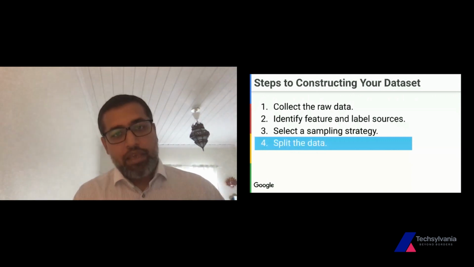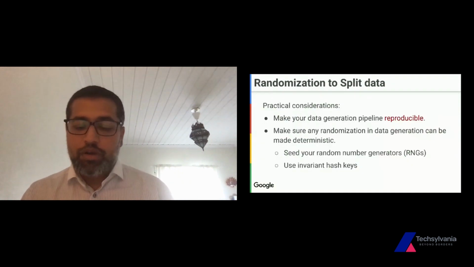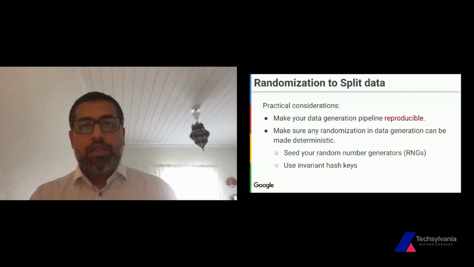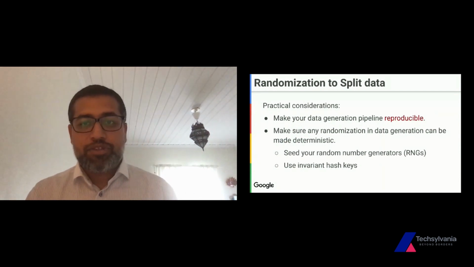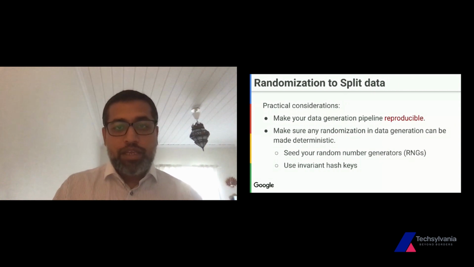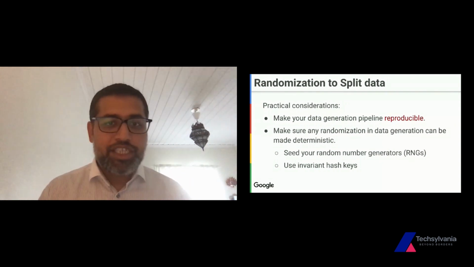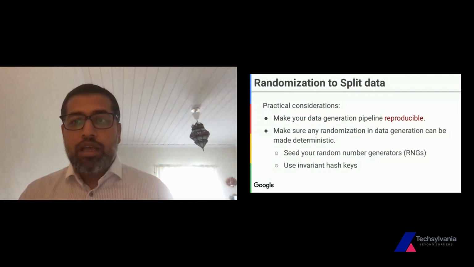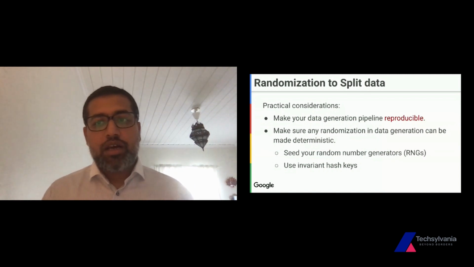So practically speaking, make your data generation pipeline reproducible, because you would be working on multiple machine learning models. You'll be trying out different types of machine learning models. So making your data generation pipeline reproducible will be helpful. You can just seed your random number generators, or you can use hash keys, for example. Hashing is in fact one good way that you can use.